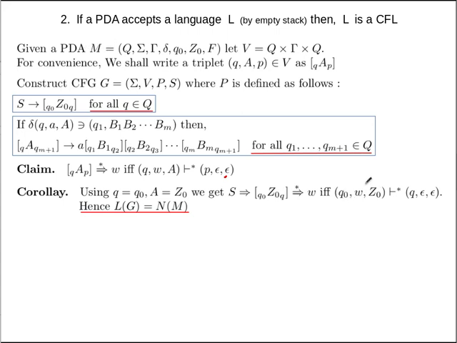So this is the very first ID of this PDA. That means we can derive this string W from S in our grammar if and only if this W is accepted via empty stack in M, right? And this if and only if ensures that these two languages are the same. So it's sufficient to prove just this claim. As a corollary, we have this thing that we are trying to prove here.